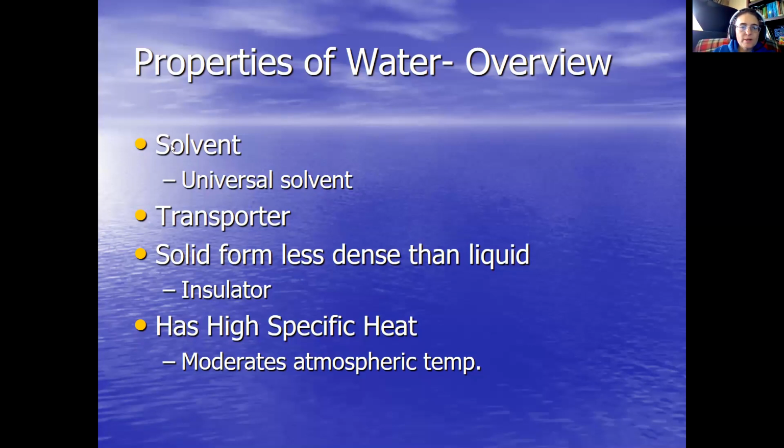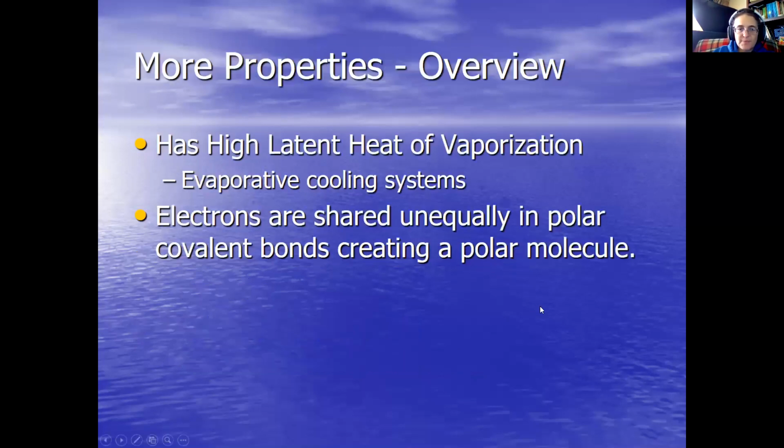So water is a solvent. It's considered the universal solvent, and I'm going to, like I said, let you read a lot of this on your own. Why is this not wanting to advance? There we go.